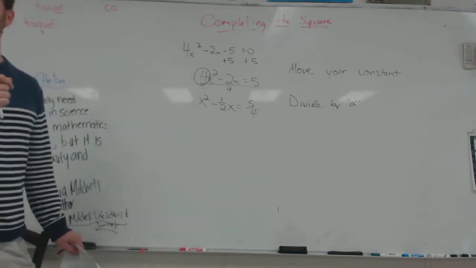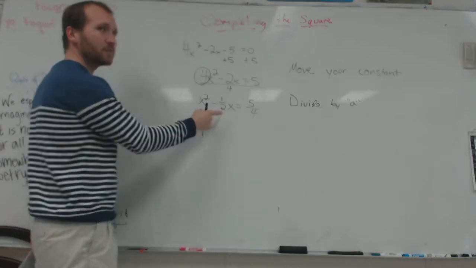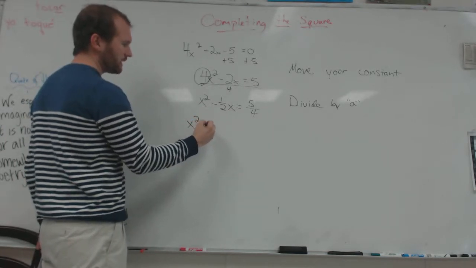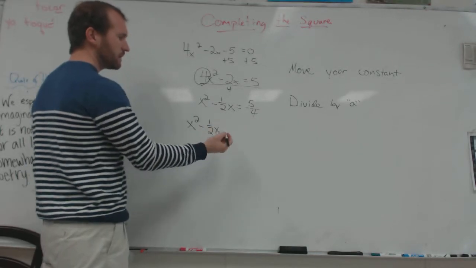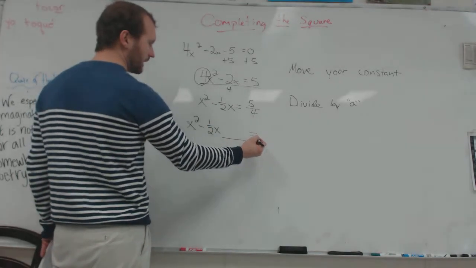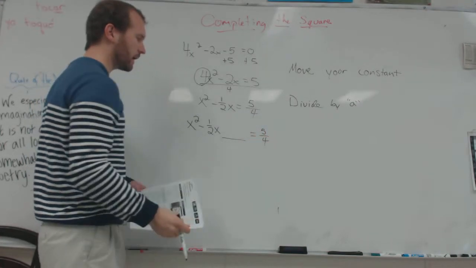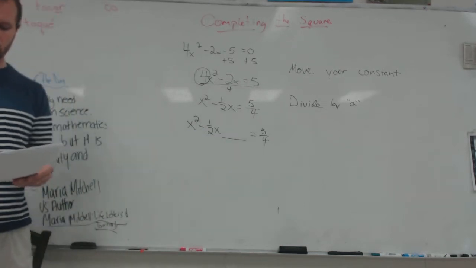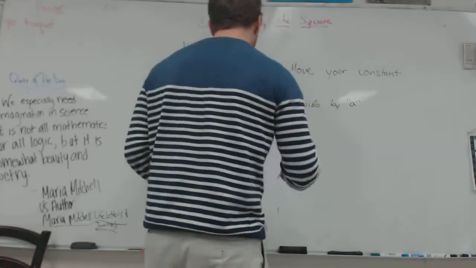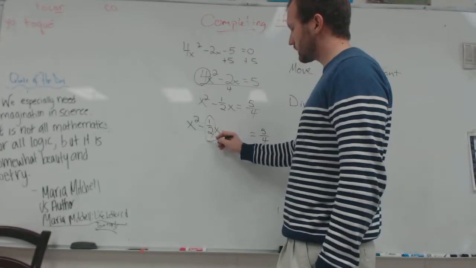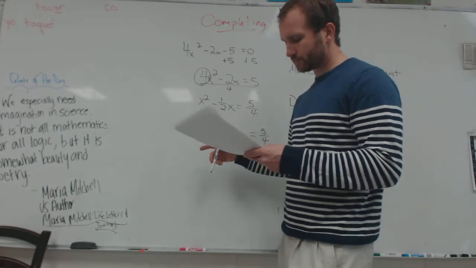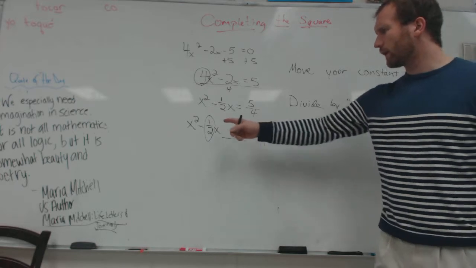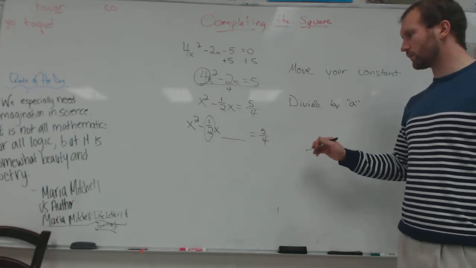Now, to complete the square, we just look at this side and we say x squared minus 1/2 x plus something has to be a perfect square. And there's a trick for figuring out what this something is. Okay, so we're going to take 1/2 of this coefficient and square it. So if I have 1/2 of 1/2, that's 1/4.